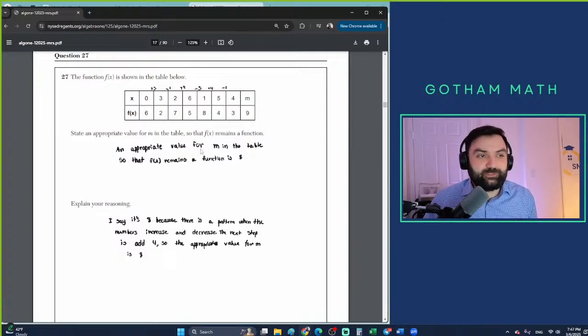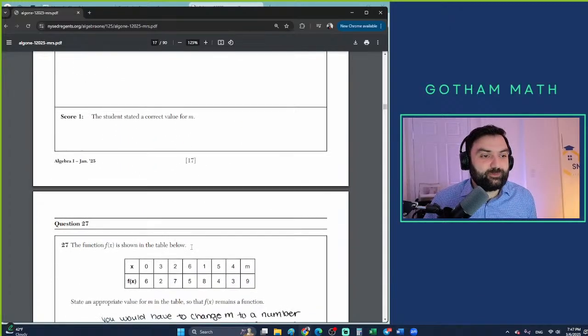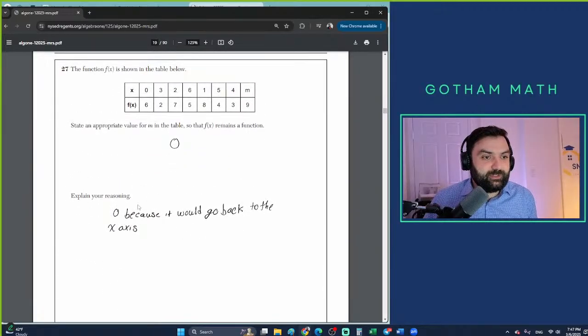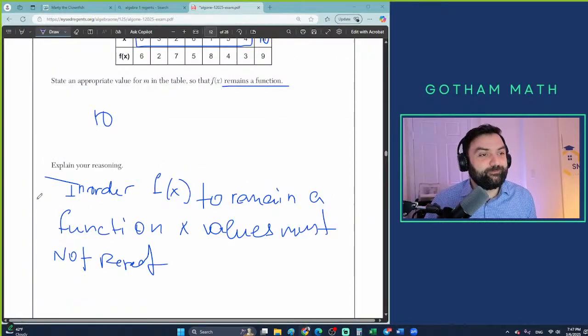So guys, to be honest, I don't want to waste that much time on it. It's kind of an easy question. 0, because it would go back to the x. All right.